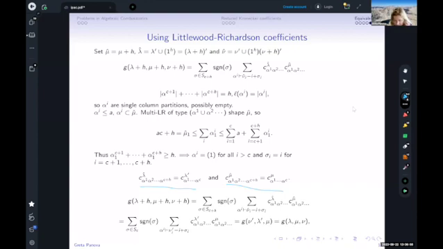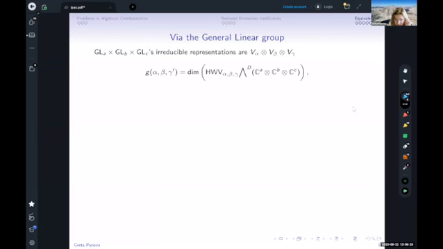So this is another proof, this is not using these point configurations, but some of the arguments are kind of similar. And the last proof, which actually explains also how you can even come up with this formula, comes from the general linear group and has some representation theory.